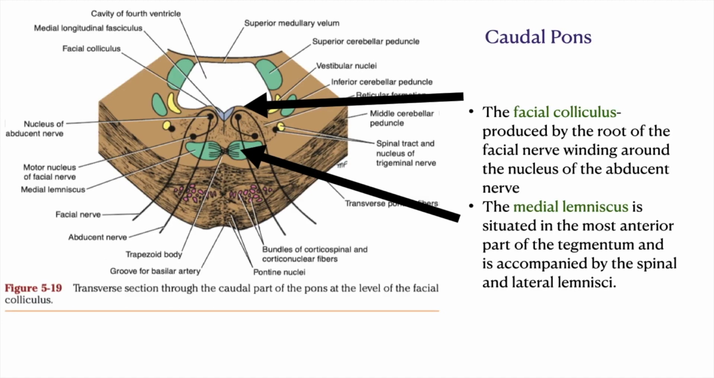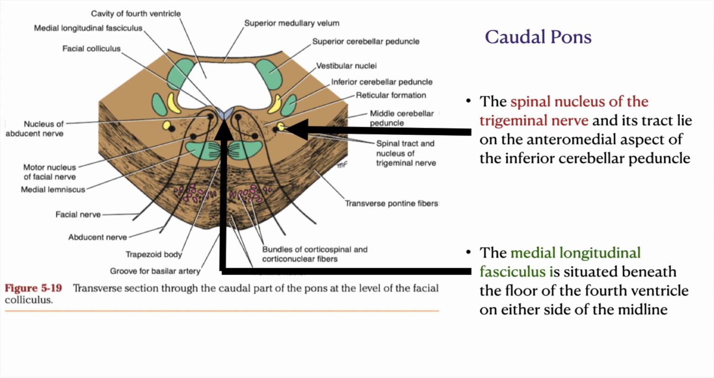The caudal pons. This has a facial colliculus which is produced by the root of the facial nerve which winds around the nucleus of the abducent nerve. The medial lemniscus is situated in the most anterior part of the tegmentum and is accompanied by the spinal and lateral lemnisci.